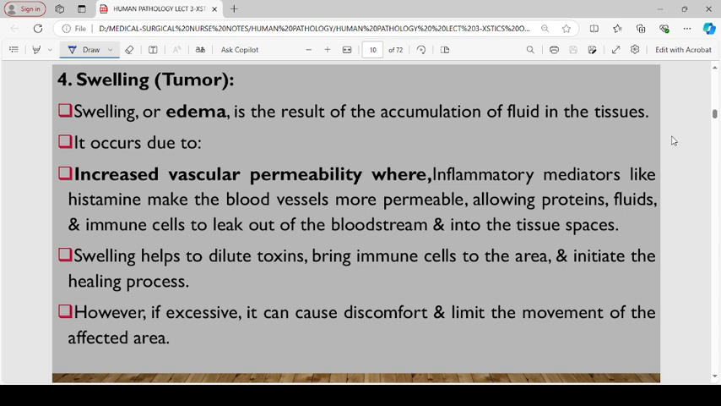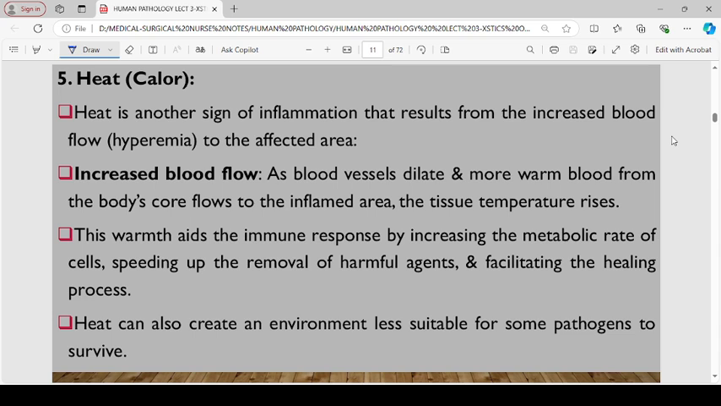Swelling normally helps to dilute toxins, bring immune cells to the area, and initiate the healing process. However, if it is excessive, swelling can cause discomfort and limit movement of the affected areas.